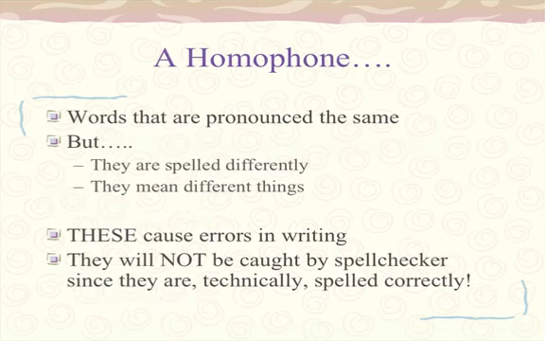So if we put those roots together, a homophone is a word that is pronounced the same as some other word. Here's what that actually means. They are spelled differently, and they mean two different things, but when they are said aloud, they sound the same. These do cause errors in writing, because if you incorrectly put a homophone into your writing, spell checker will not catch it because you probably spelled it right, but you have used it wrong.